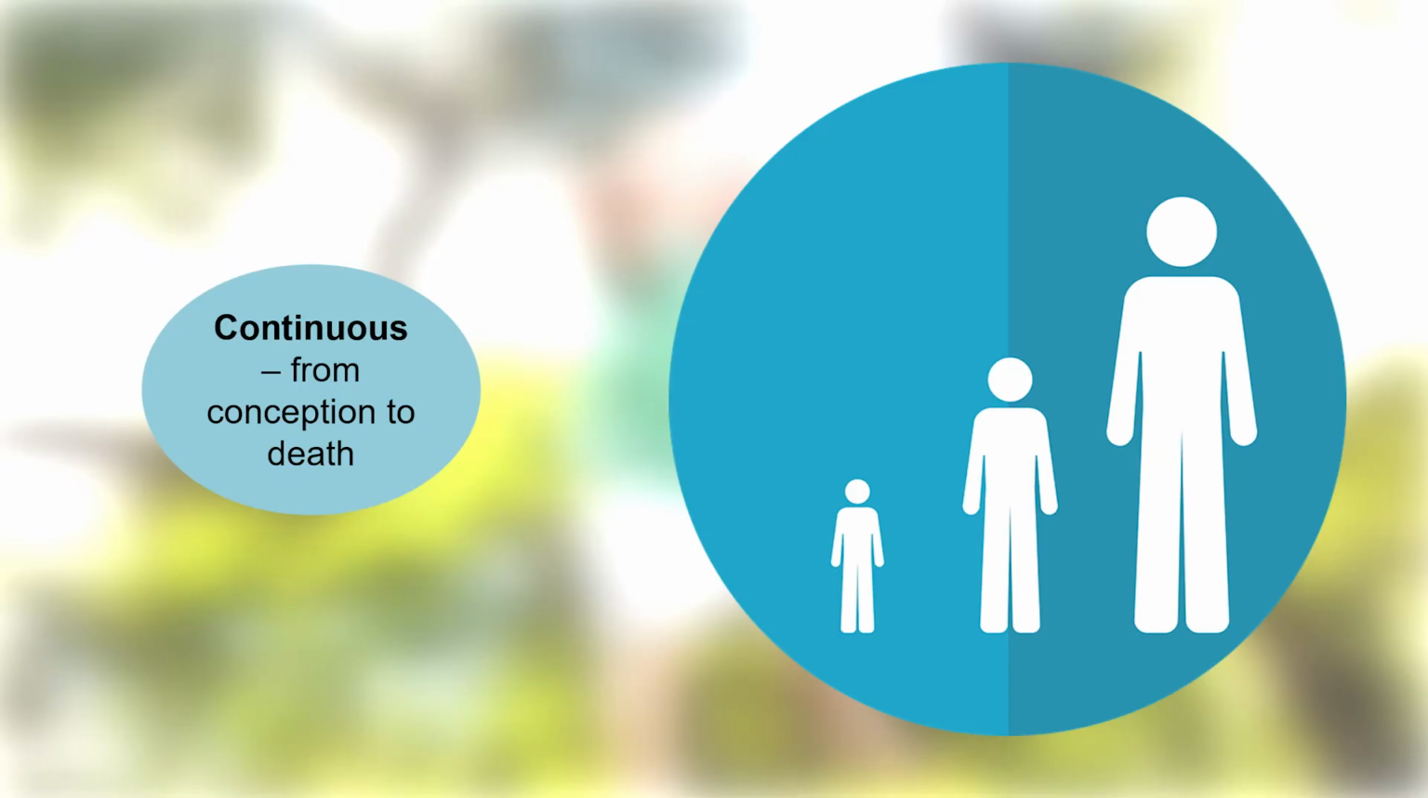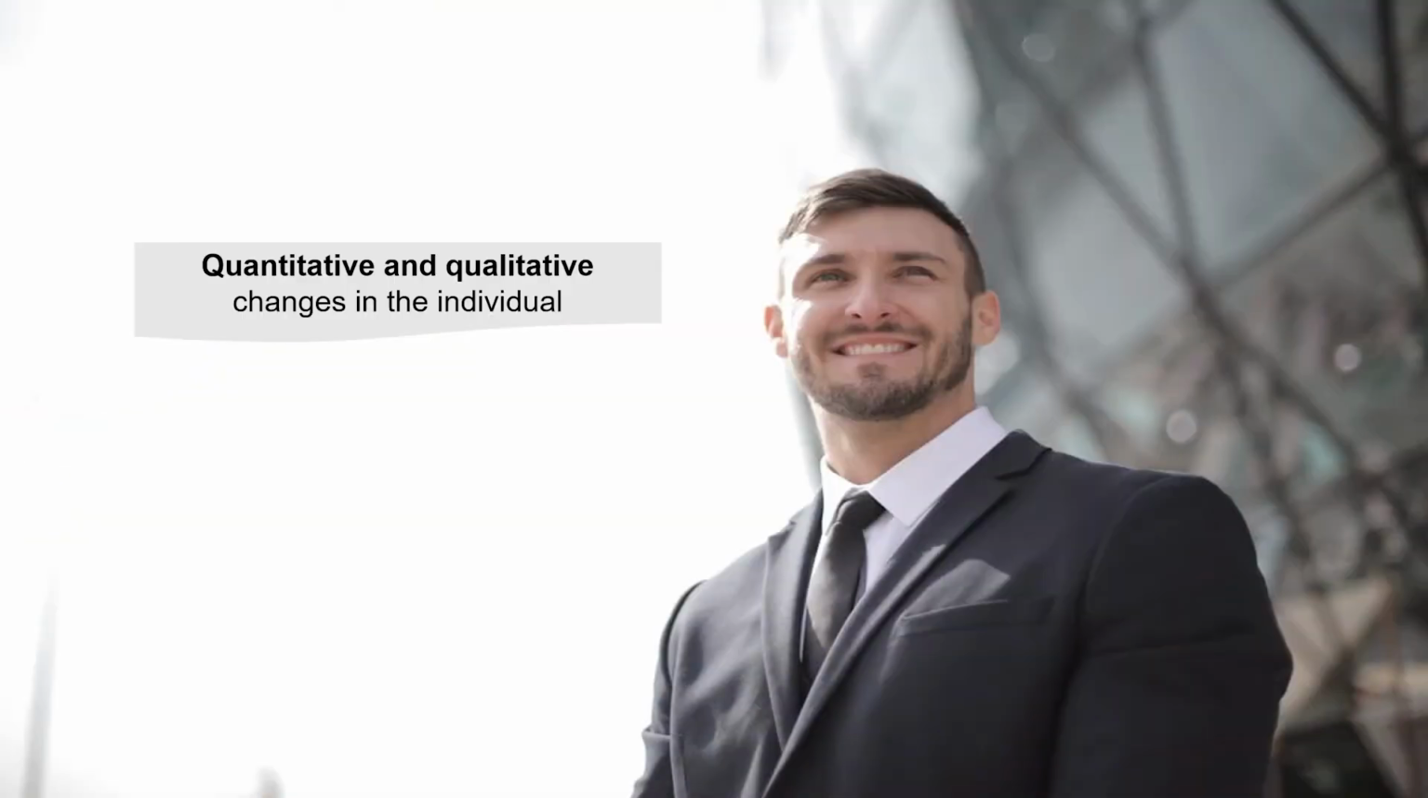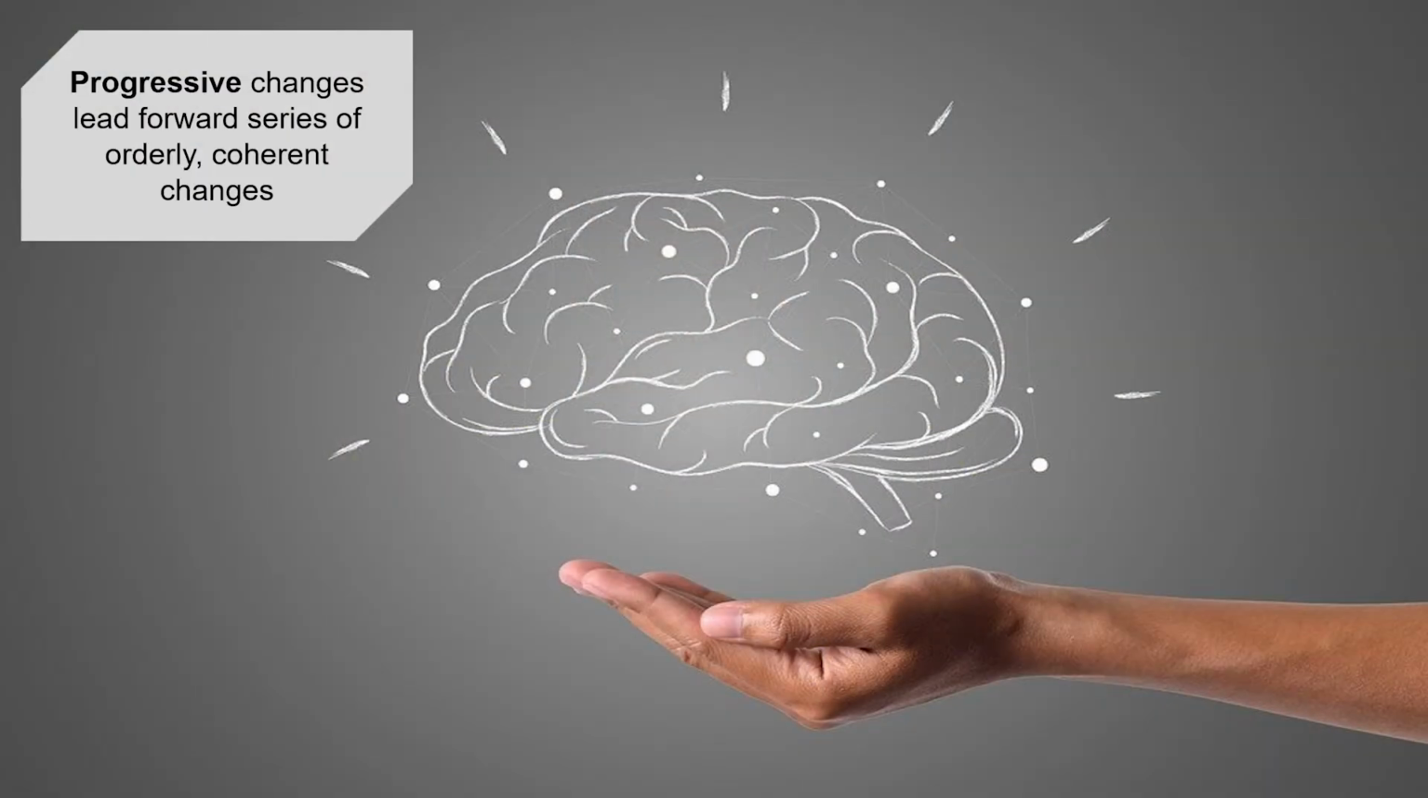Compared to the concept of growth, the concept of development is more comprehensive and wider in its perspective. Development is a continuous process from conception to death. It is not like growth, which stops at a particular point. It is also different from growth because it includes both quantitative and qualitative changes in the individual, and these changes are progressive in nature and lead forward in the form of a series of orderly and coherent changes. Orderly and coherent changes assume that there is a definite relationship between the changes occurring and those that preceded and also those that will follow them.